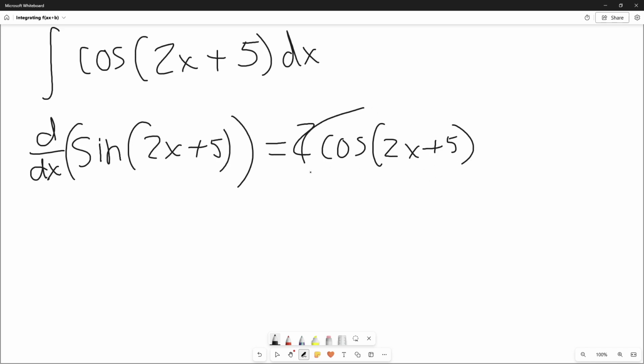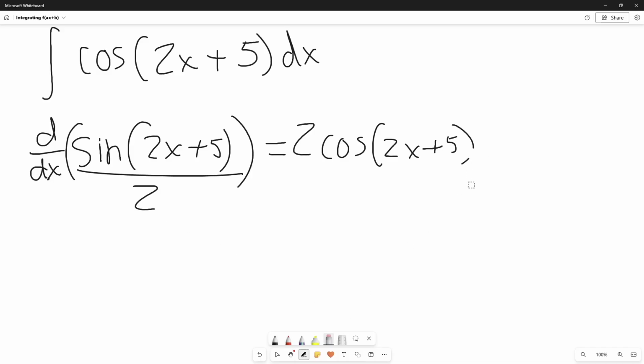And now we have cosine of (2x plus 5), and we have this constant 2 at the beginning. So again, what we can do is divide by 2, which means we can divide what we're deriving by 2, and this just becomes cosine of (2x plus 5).